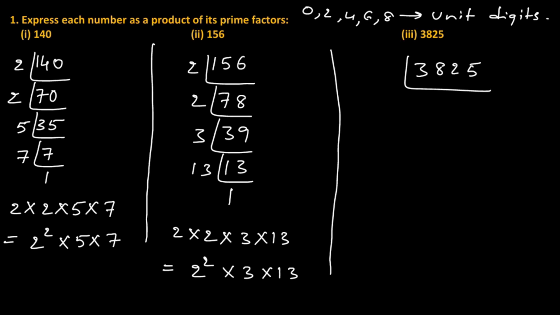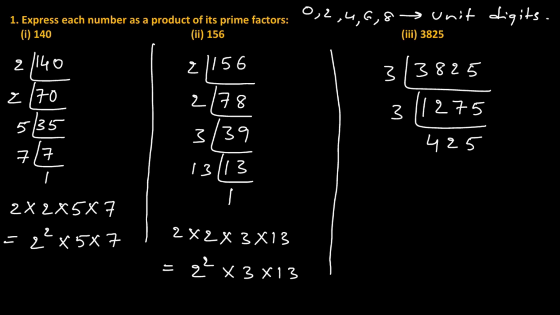Check the unit digit. It is 5. Not 0, 2, 4, 6, 8. So 2 is not possible. Go with the 3. 3 is possible. Let's check. 3 ones are 3, 3 twos are 6, 3 sevens are 21, and 3 fives are 15. Again check with the 3 only. First check with the 3, then go with the 5 table. 3 fours are 12, 3 twos are 6, 3 fives are 15. Now in 3 table, it will not go.